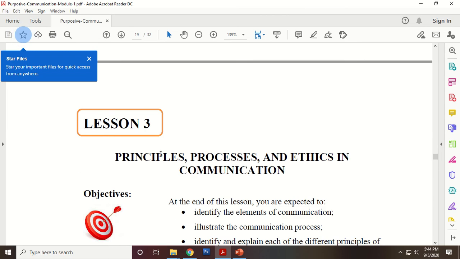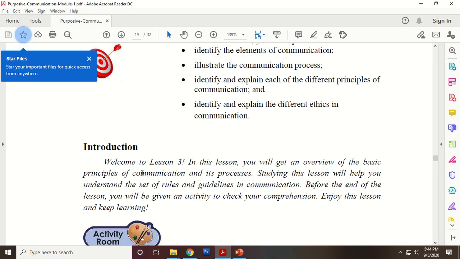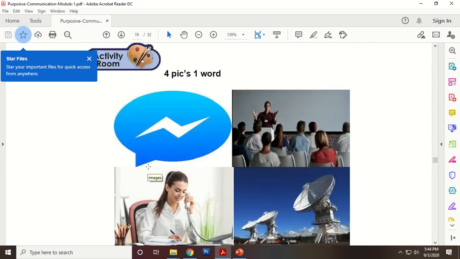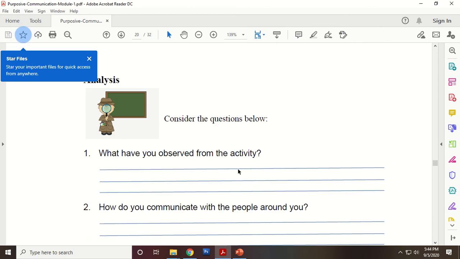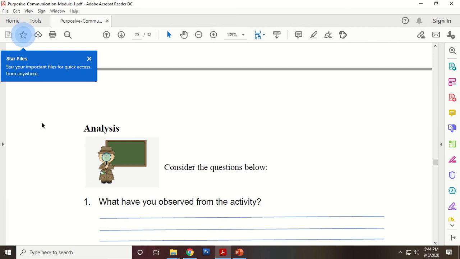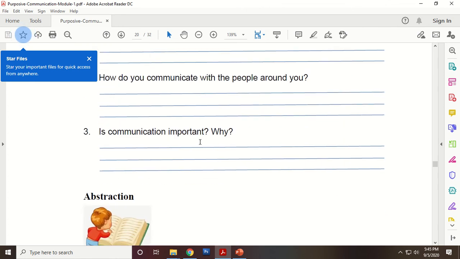Next, we are going to have Lesson 3, Principles, Processes, and Ethics in Communication. Here we have the objectives, the introduction, and for the activity room, we have 4 pics, 1 word. You're just going to answer this. What do you think these 4 pictures are pointing out? It's just 1 word. This one is the analysis. Again, a minimum of 3 sentences and a maximum of 5. So you're still going to answer this.